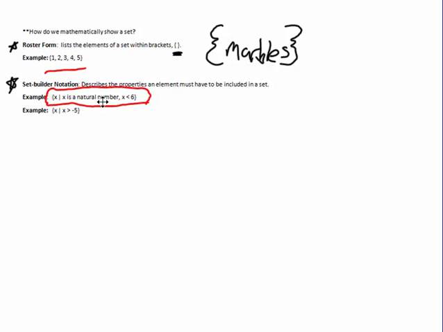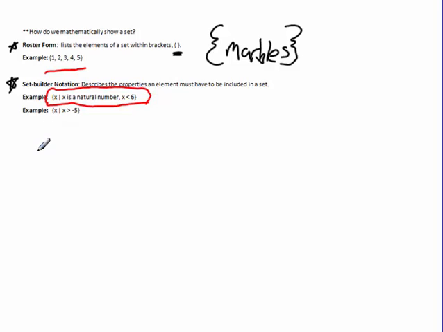But these two sets are equivalent because the natural numbers we know to be 1, 2. They're all the counting numbers, the ones that do not include 0. Now we have this one here. The second example is the one I'm going to write out.